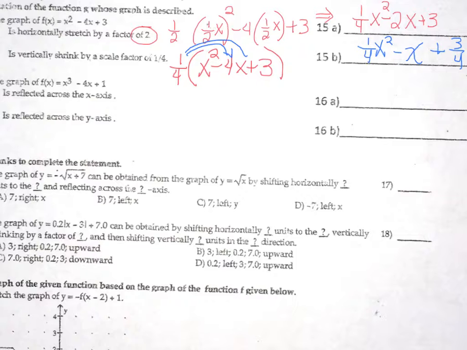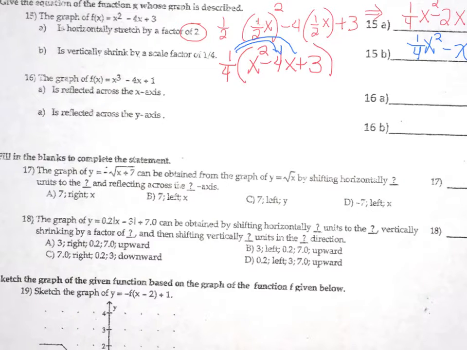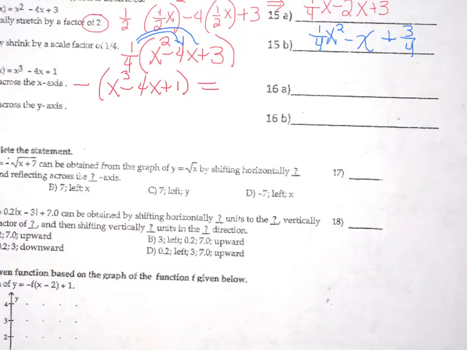Now, on number 16A, reflected across the x-axis. So what do you change? Put a negative. What did you put the negative? Outside the function, right? So outside the function, that means that you're going to put a negative, and then the function is x cubed minus 4x plus 1. Simplify, distribute the negative, and that would be negative x cubed plus 4x, minus 1.